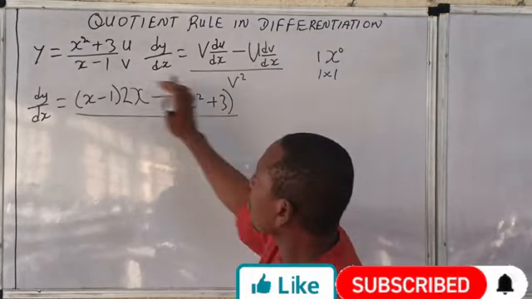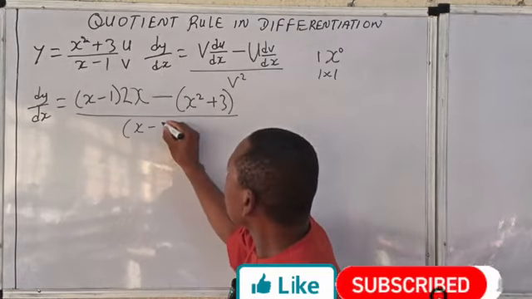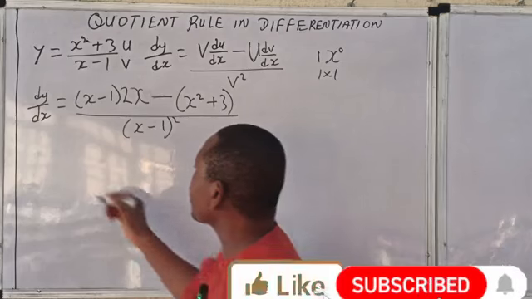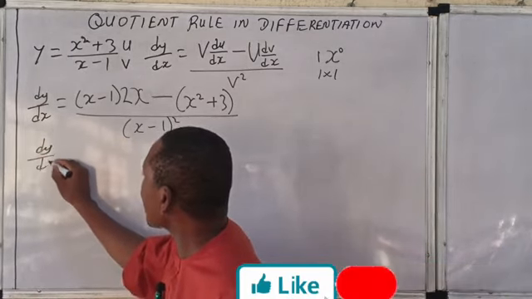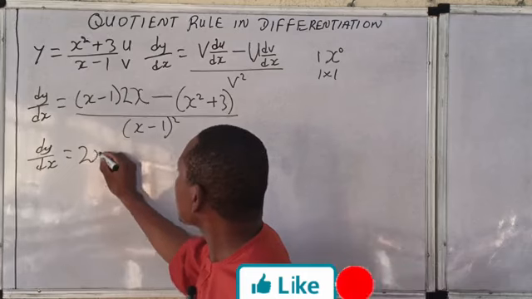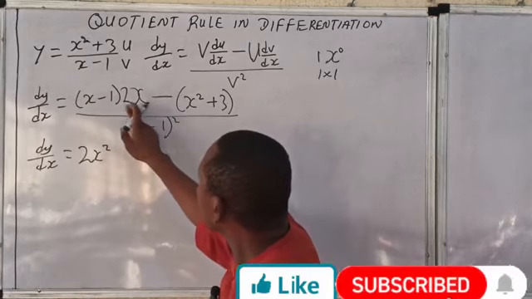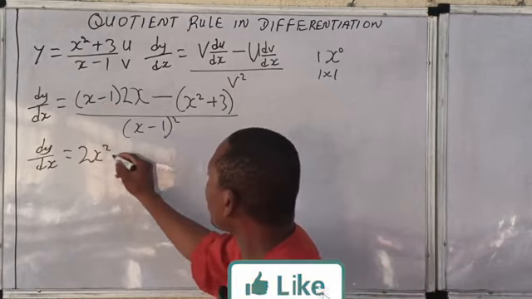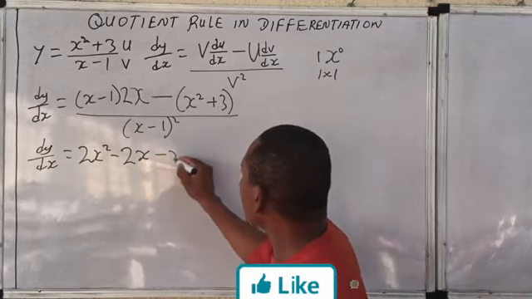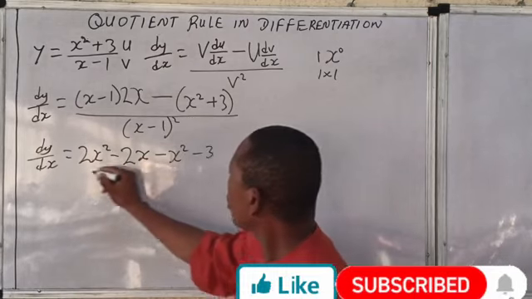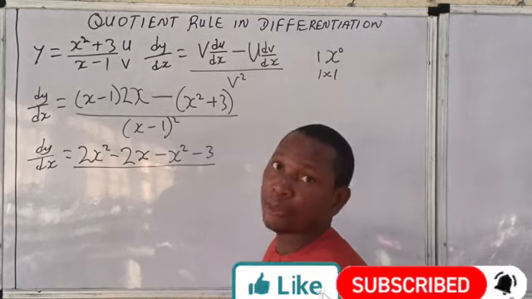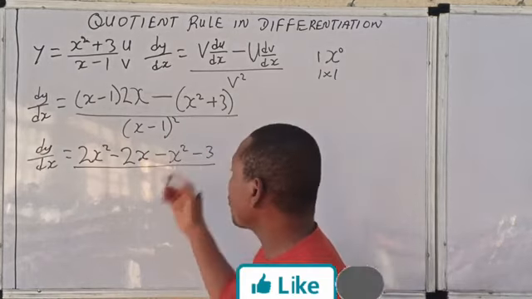Now, v squared. What is v? x minus 1, squared. So you can just expand this, and that's the answer. It's a very simple concept. dy/dx is equal to, use this to multiply this. If you use this 2x to multiply this, you have 2x squared. If you use 2x to multiply this, you have minus 2x. This minus is multiplying everything here, so you now have minus x squared minus 3, all over. Now you can decide, in some cases, you just leave the denominator like that, or you can decide to expand it. So let me leave it like this.